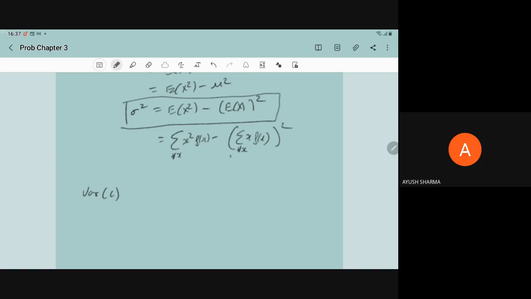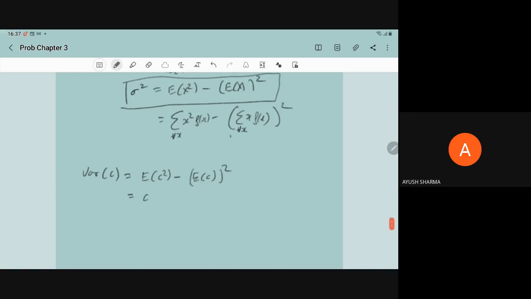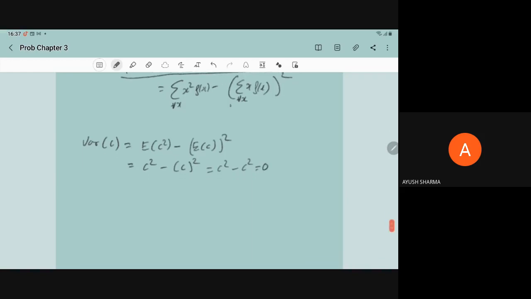So by definition, whatever the computational formula, variance of c means we have to compute E of c square minus square of E of c, and by the theorem of the expectation, it will become c whole square, that is c square minus c square, that is 0.